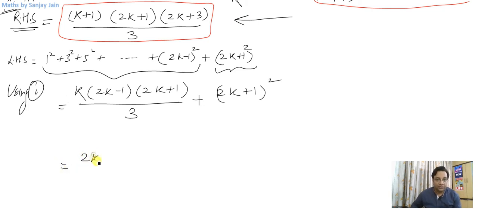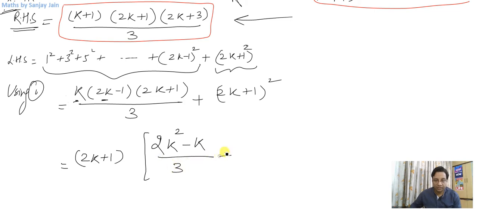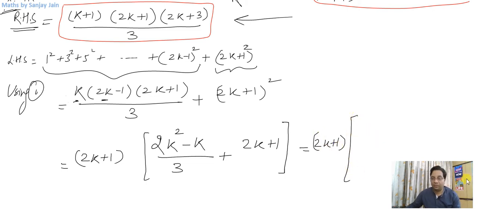So 2k plus 1, if I take common from the first term, I'll have k into 2k minus 1, right? So let me write it as 2k squared minus k, and I have taken 2k plus 1 outside. Okay, let me write this step, then in the next step we will do this calculation. So I'll be left with 2k plus 1 in the second term. Now let us simplify this bracket.